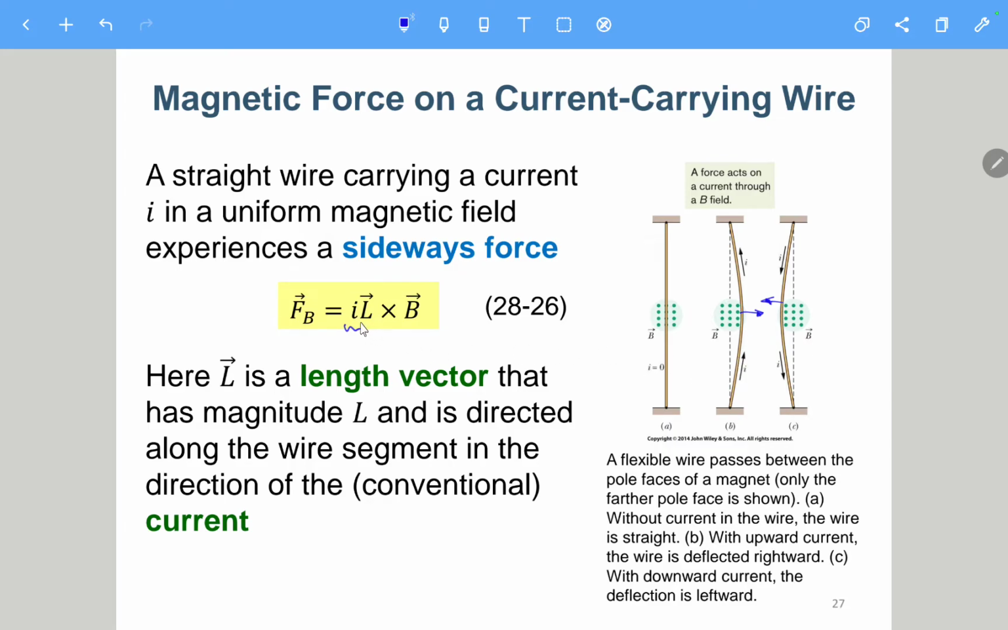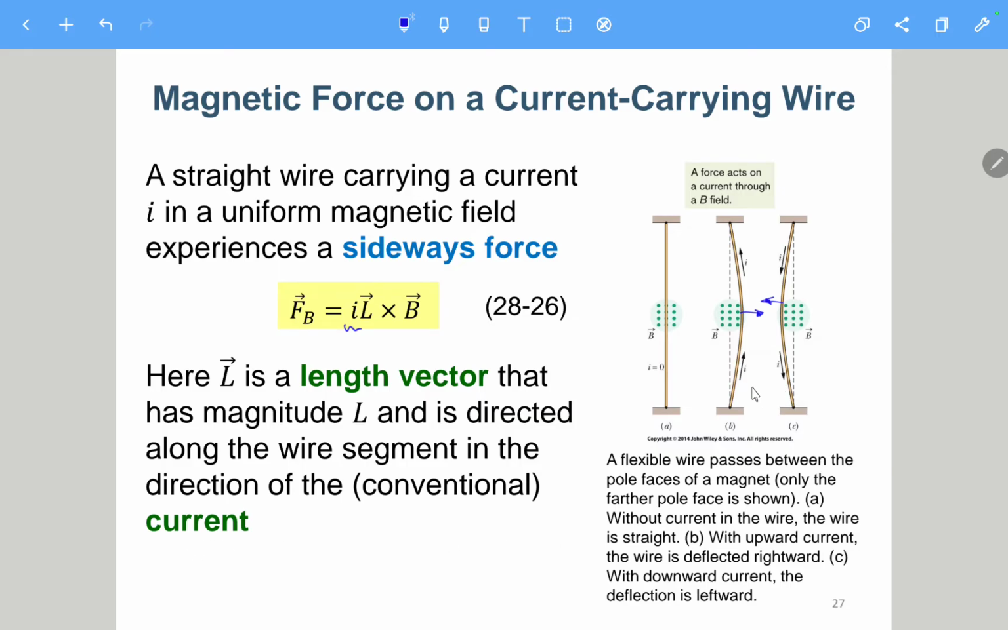And the next is L and B. B is still very trivial because you know what the B field is. In this figure, it is pointing out of the page, indicated by a dot. For L, it is the length vector that has magnitude L and is directly along the wire, in the direction of the conventional current.